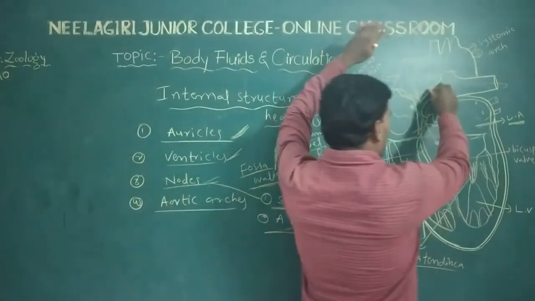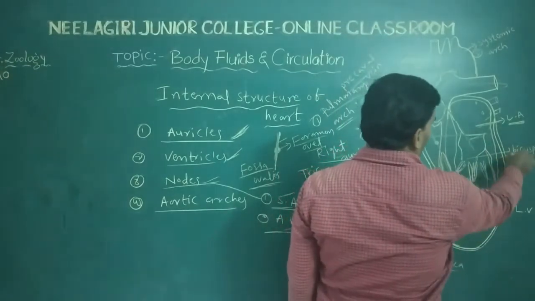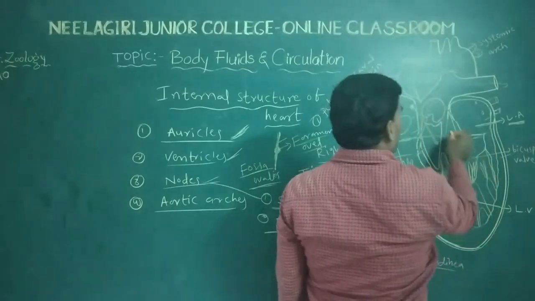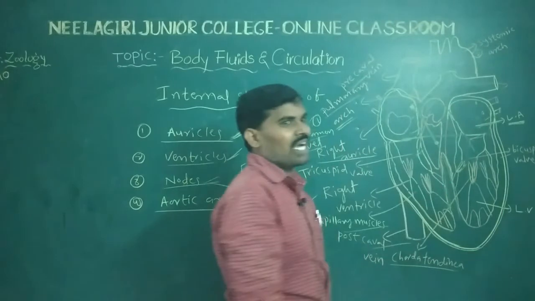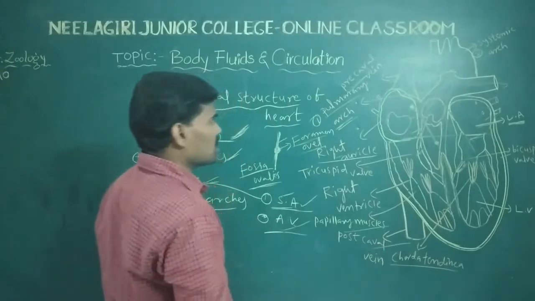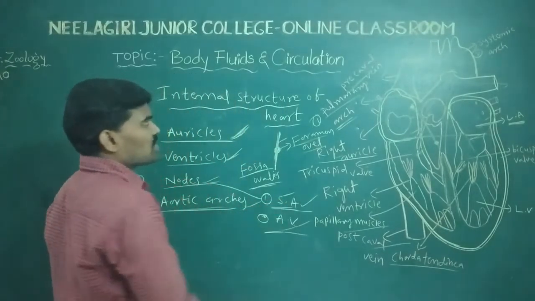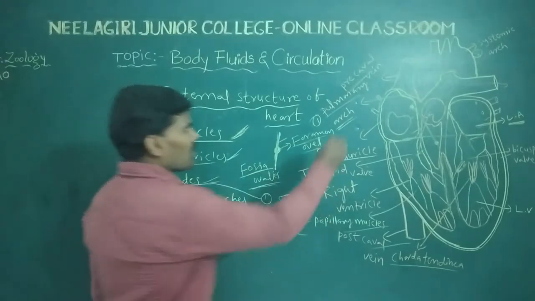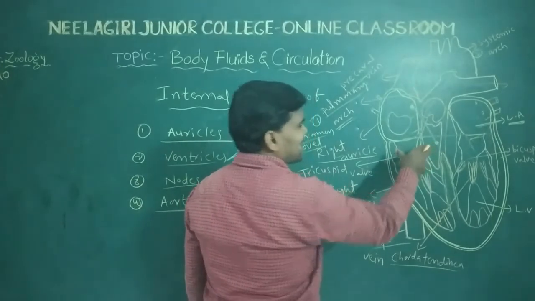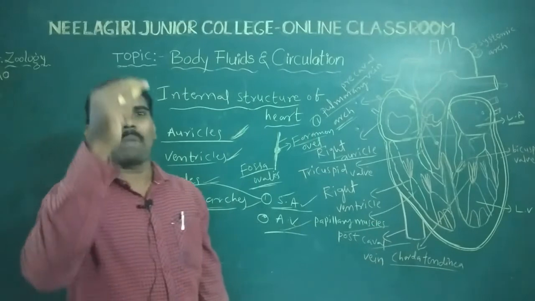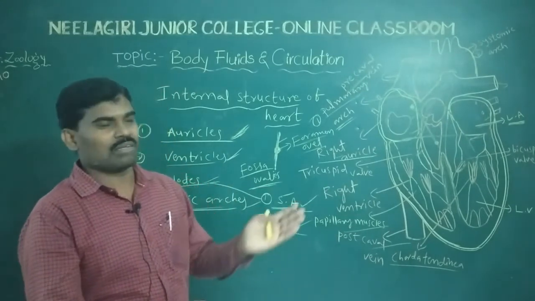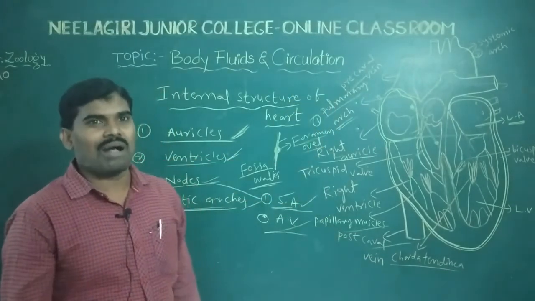Next, the systemic arch arises from the anterior part of the left ventricle. It carries the oxygenated blood and supplies it to the different body parts through different branches of blood vessels. So there are two aortic arches, the pulmonary arch and the systemic arch. The pulmonary arch arises from the anterior part of the right ventricle, carries the deoxygenated blood and supplies it to the lungs. In the lungs, through oxygenation or aeration, the deoxygenated blood is converted into oxygenated blood.